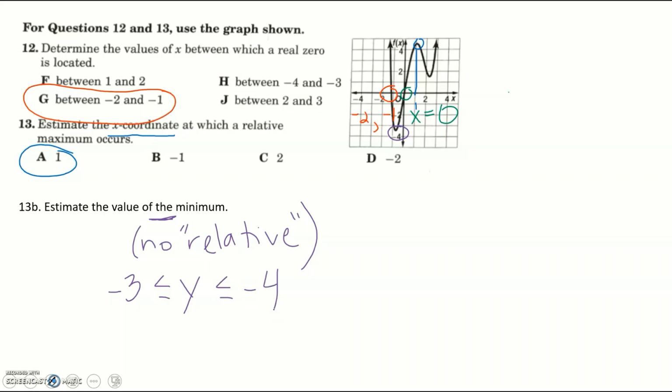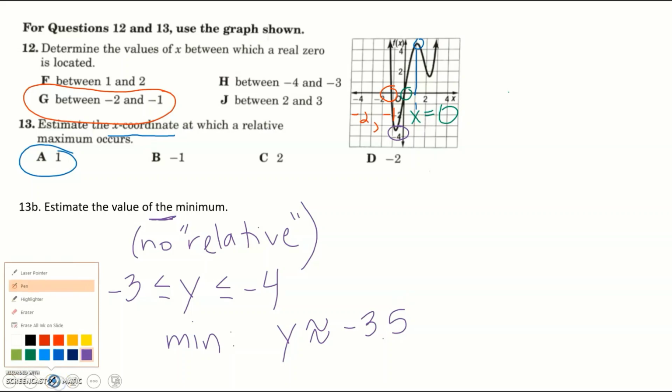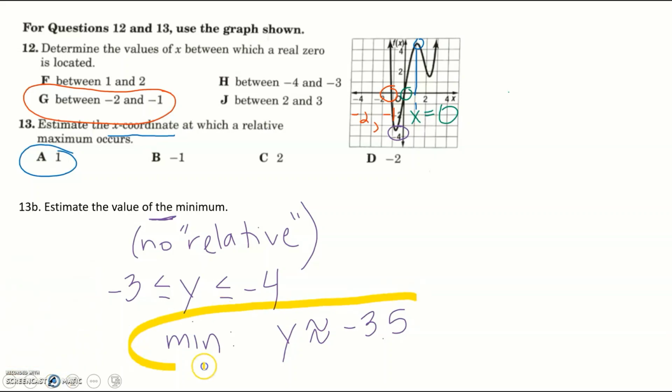So I'm going to say that the minimum you have in this graph is approximately maybe -3.5. We'll just say -3.5. It looks like it's really close to -3.5. If you said like -3.3 or -3.4, that would be fine as well.